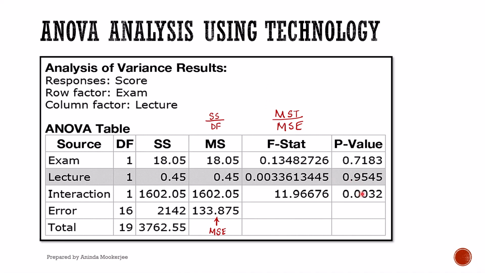Same thing for lecture. The p-value is 0.9545, which is extremely high. But look at the interaction value, which is 0.0032. That tells us that there is an interaction between these two factors, right? We will go into more details later on, but in the next slide I want to go over the formula that we use to calculate the degrees of freedom for each of these sources.